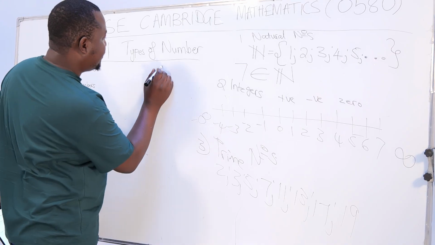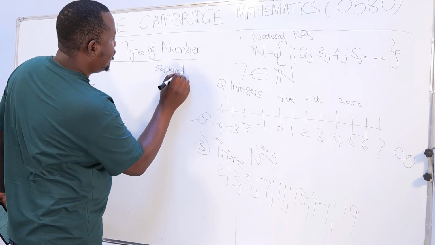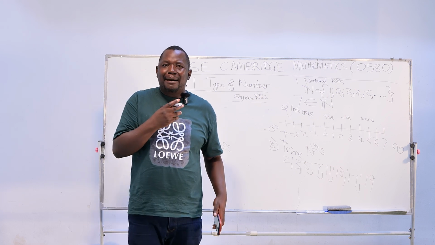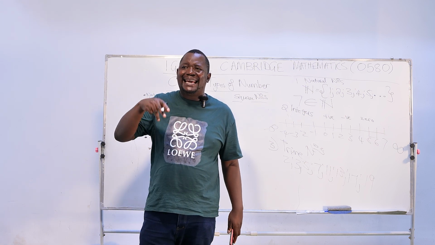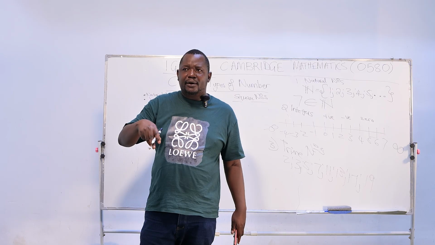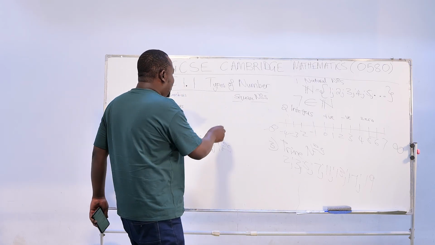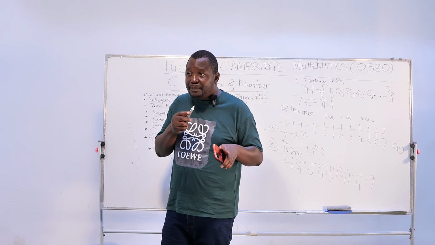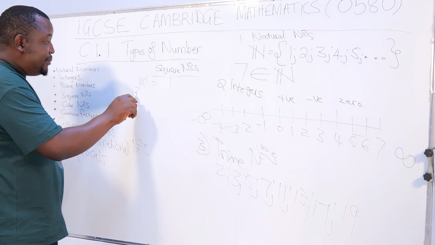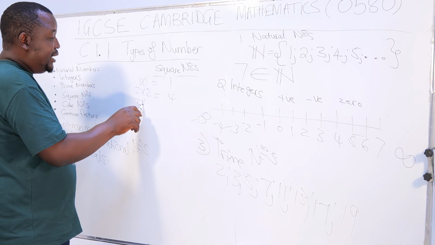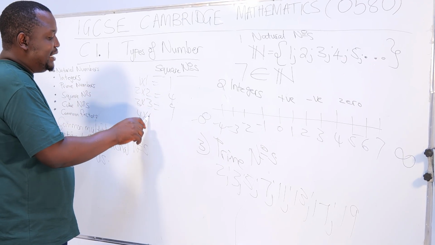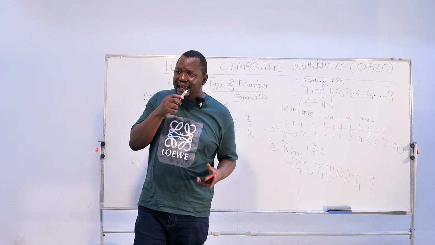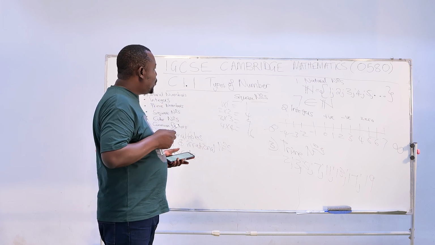Square numbers. When we're talking of square numbers, we are talking about a number that is obtained by multiplying a number twice. For example, 1 times 1 gives 1, so 1 is a square number, because it is obtained by multiplying 1 twice. 2 times 2 gives 4. 3 times 3 gives 9. 4 times 4 gives 16. 5 times 5 gives 25. Then 36, 49, 64, 81, 100. These are called square numbers.